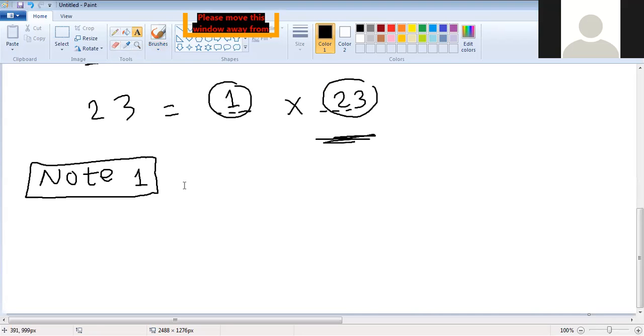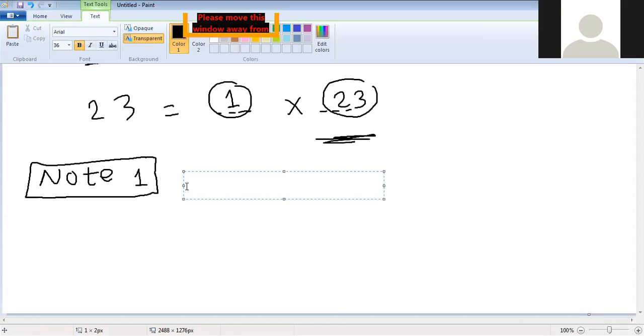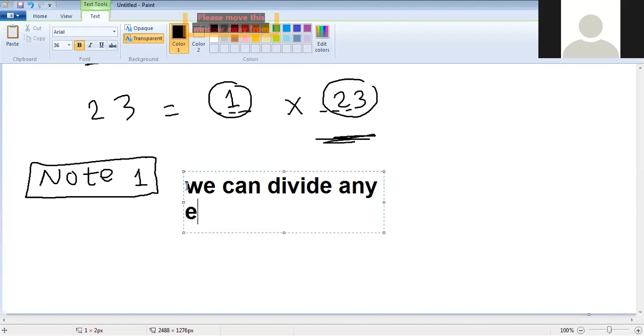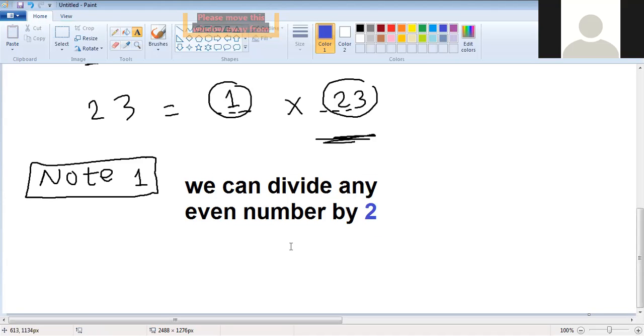So note number 1, write it here with me. We can divide any even number by 2. Again, we can divide any even number by what? By 2. We can divide any even number by 2.